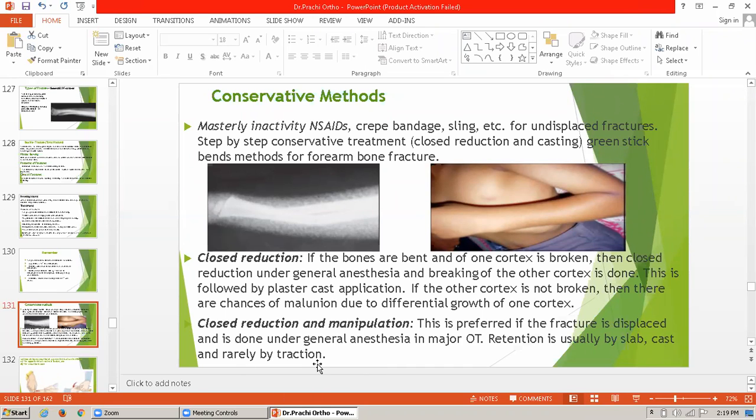So, for closed reduction, if there is only bending of the bone, that is, one cortex is broken but the other is not, then closed reduction is done under general anesthesia, and breaking the other cortex is done. This is followed by plaster cast application. After the closed reduction, plaster cast application is important. And if the other cortex is not broken, then there are chances of malunion due to the differential growth of the cortex.